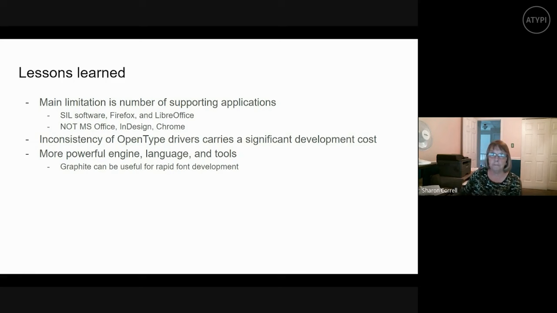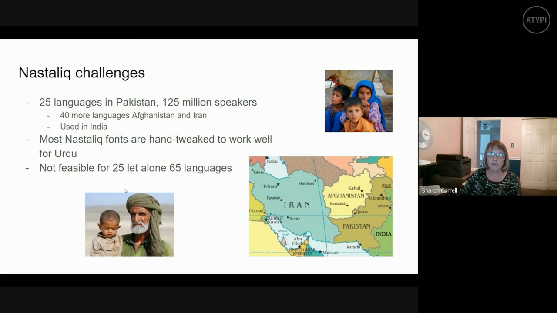Now, as I mentioned, one of the really challenging scripts that we've developed a font for is Nastaliq-style Arabic. We needed to support not just Urdu, but 25 languages of Pakistan, which represent 125 million speakers. And Nastaliq's also used some in Afghanistan and Iran, and that's another 40 languages. Because Nastaliq is so difficult to render using font technology, most fonts are carefully hand-tweaked to handle Urdu well. And that's difficult, but feasible when you're talking about just one language. But most of these fonts don't work well at all for the remaining languages.